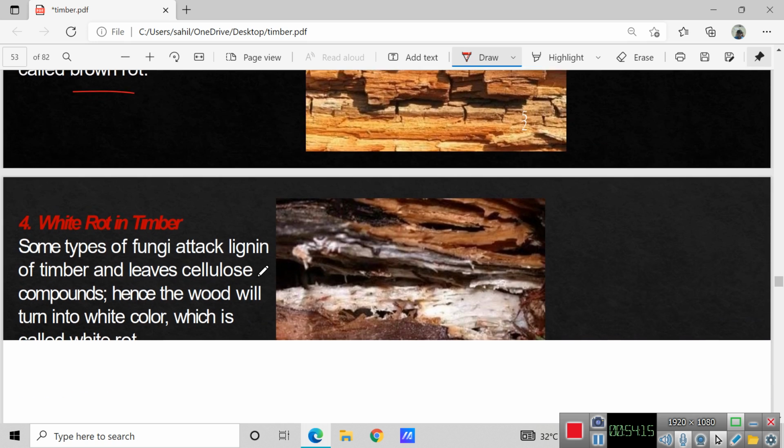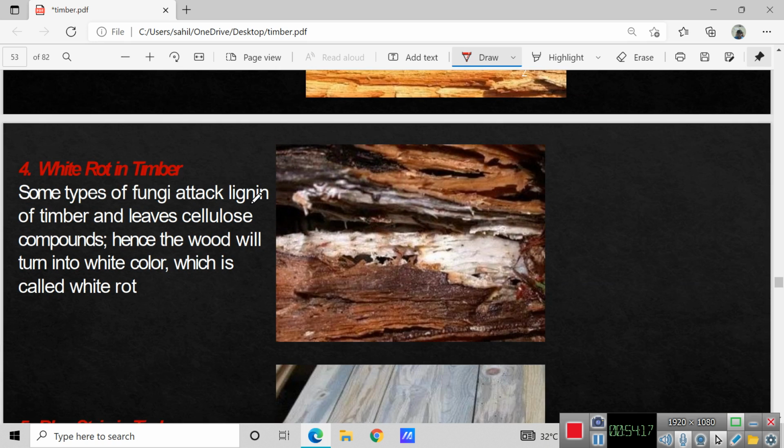Now white rot in timber. Some type of fungi attack lignin of timber and leave cellulose compounds. Since this wood will turn into white color, it is called white rot. So the lignin of the wood is consumed by the fungi, and only cellulose compound is left, which exhibits white color.